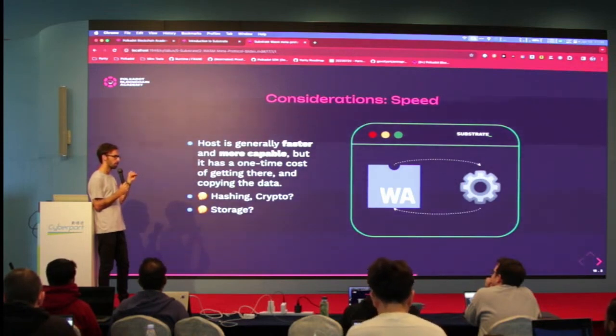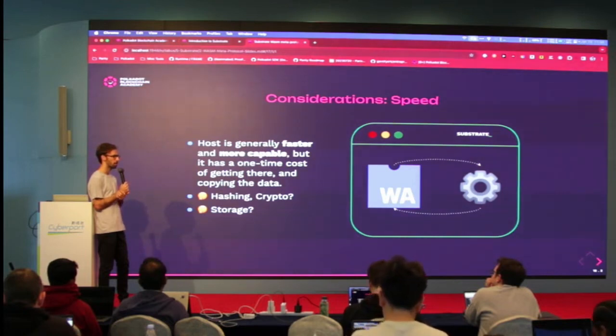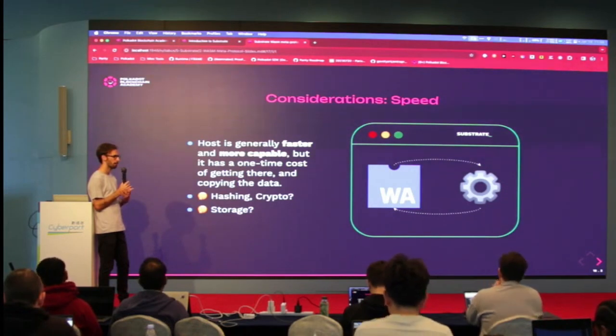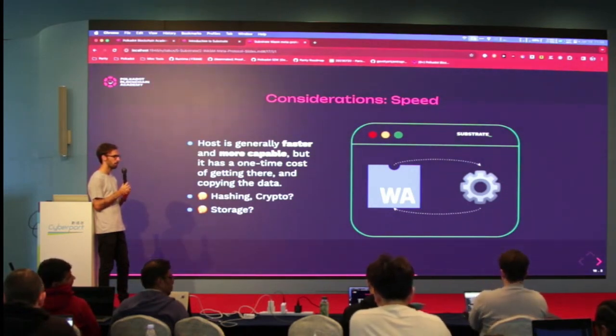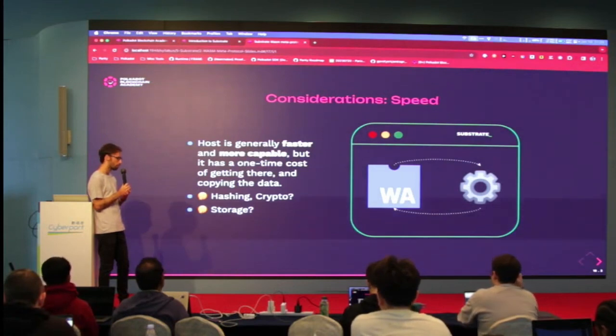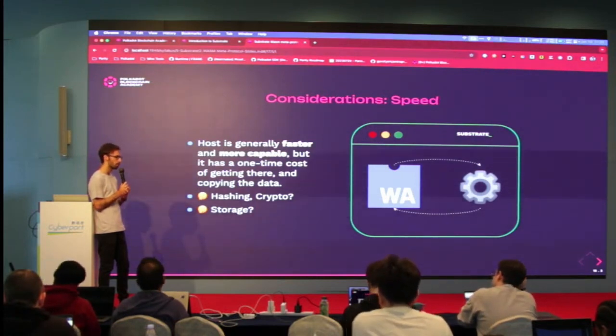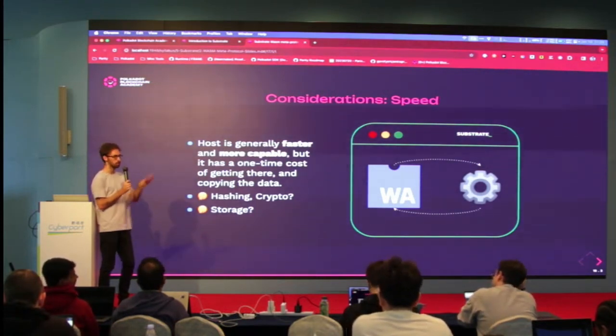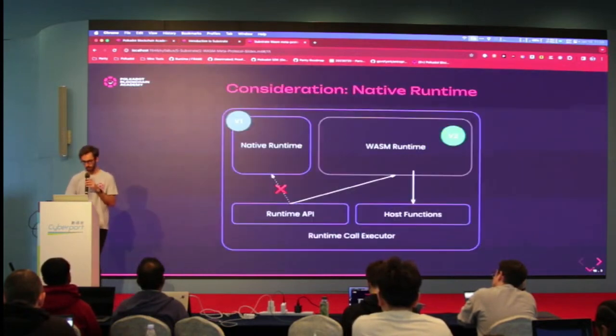Okay. I'm just trying to figure out where we have these. For example, here, what is a host function? Like the storage, for example? Storage is one of the host functions, yeah. Cool. All right. So come to me afterwards if there's more.